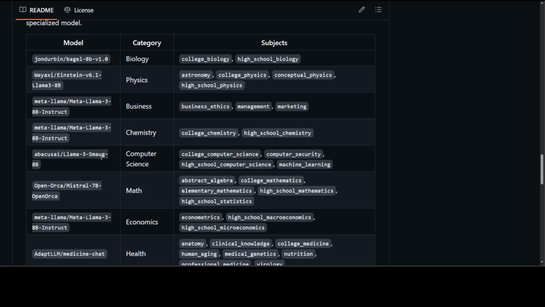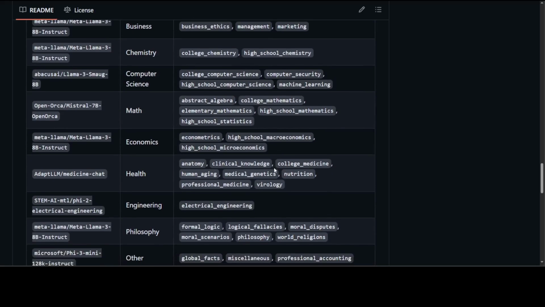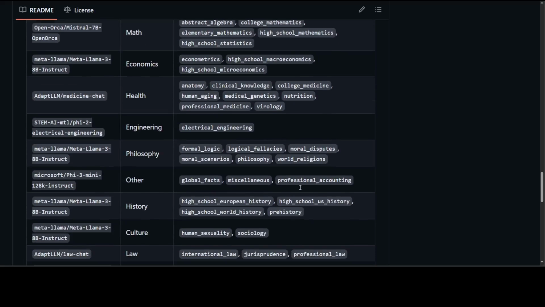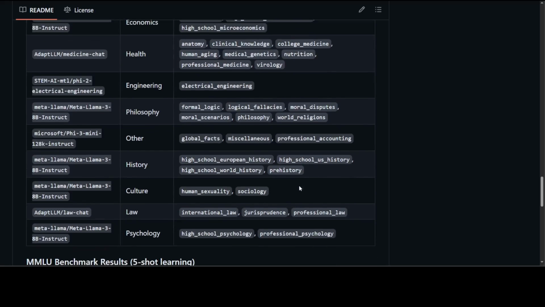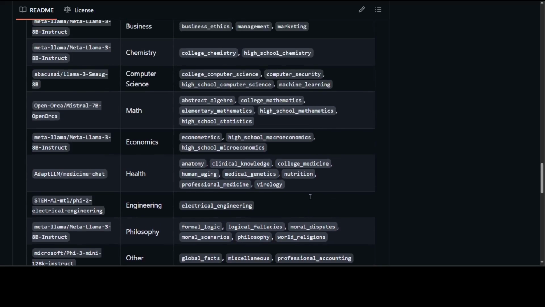it is quite good for computer security, high school computer science. And then, for example, this medicine chat is good for anatomy, nutrition, and that sort of stuff. And then if you scroll down, you will see this law chat is good for international law, jurisprudence, and that sort of stuff. And I think I already have covered most of them in detail on my channel. So if you're interested in them, but I think that this is still, of course, nowhere near an exhaustive list.